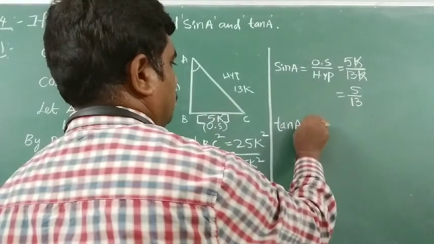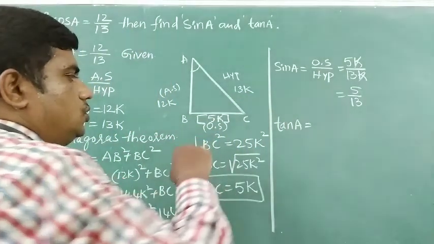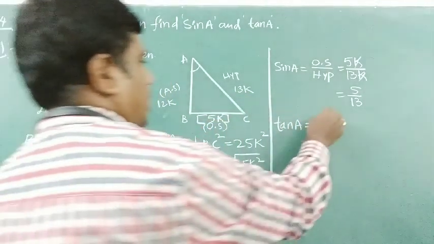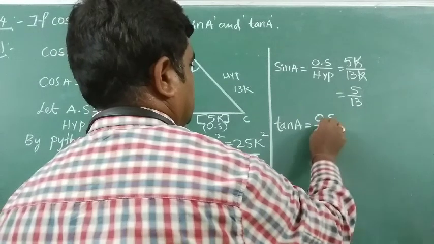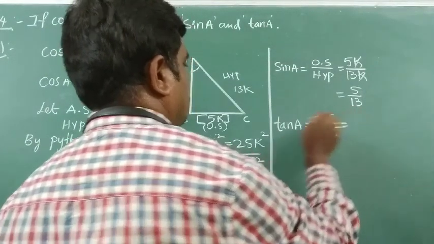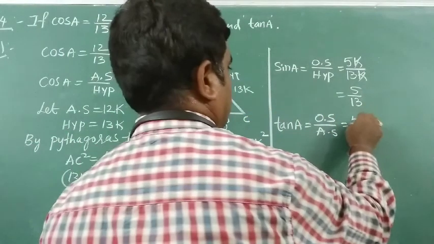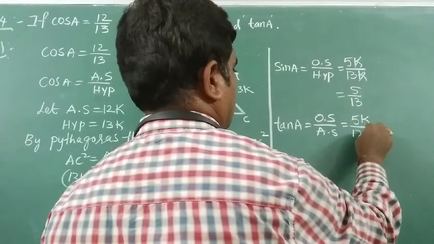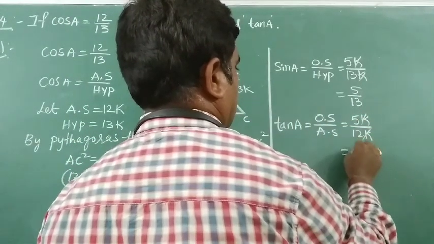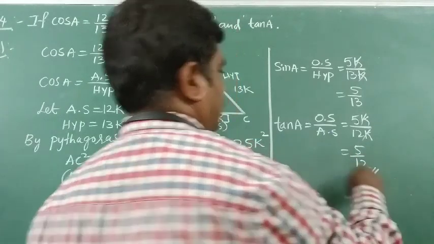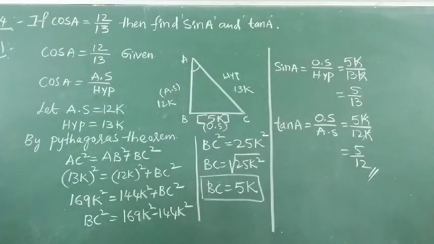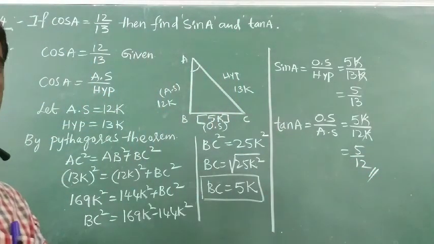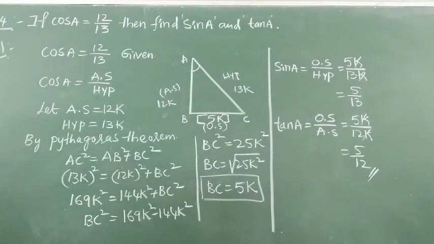Next, tan A value. Tan A means the ratio between opposite side to adjacent side. So opposite side is 5 times k by adjacent side 12 times k. K gets cancelled, 5 by 12. So here sin A value is 5 by 13, tan A value is 5 by 12.